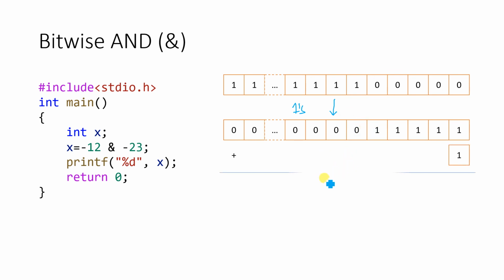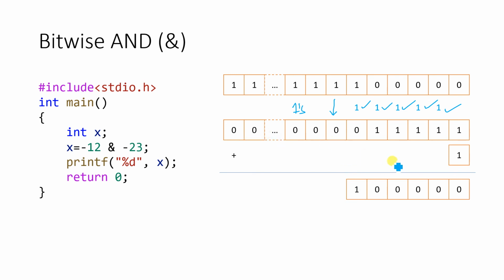After adding the 1, you can see 1 plus 1 becomes 10, so put 0 here, carry 1. Then again 1 plus 1 becomes 10, put 0, carry 1. 1 plus 1 becomes 10, put 0, carry 1. Again 1 plus 1 becomes 10, put 0, carry 1, and again the same. Now 1 plus 0 becomes 1, and the remaining bits are 0, so I'll put all the zeros over here.